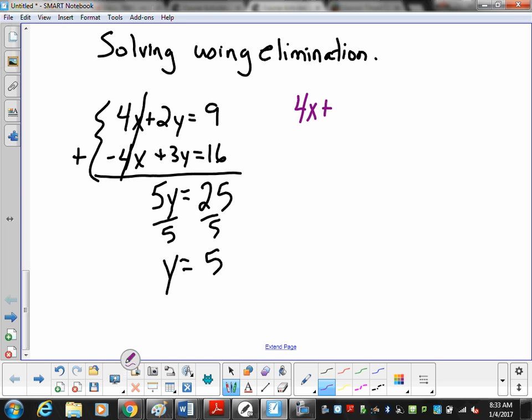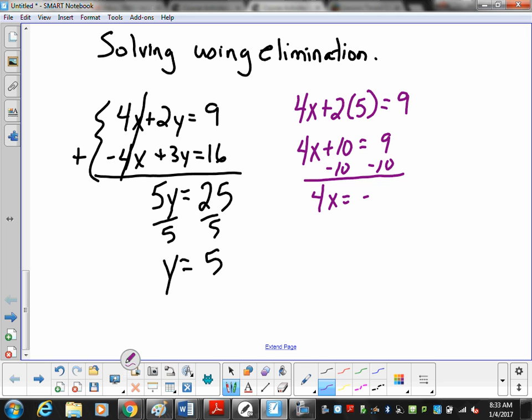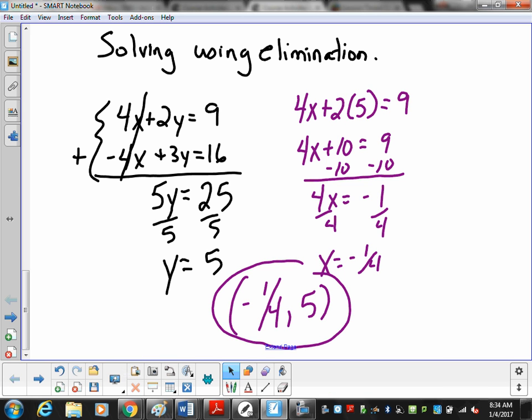So let's do the first one up there. 4x plus 2 times 5 equals 9. So 4x plus 10 equals 9. And subtract 10 from both sides. 4x equals negative 1. Divide by 4, x equals negative 1/4. So my solution is negative 1/4, 5. So once you find that first variable, you still got to go back and substitute in to get the second one.